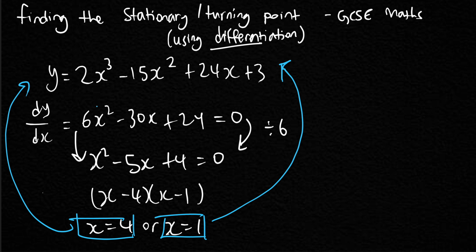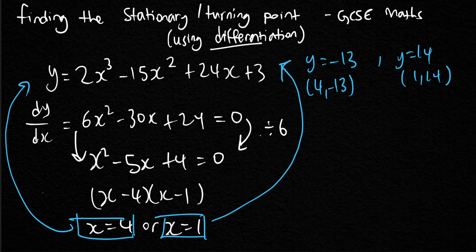So if we sub in x equals 4 back into our original equation, to save you the work, y equals minus 13. And if we input 1 into the equation, we find that y equals 14. So the two points are (4, -13) and (1, 14). I skipped through the process of substituting in the x values because I'm sure you can easily do that. Just sub in 4 everywhere there's an x and solve. That gives us minus 13 and 14, the respective coordinates.